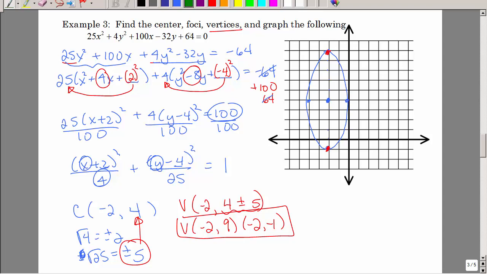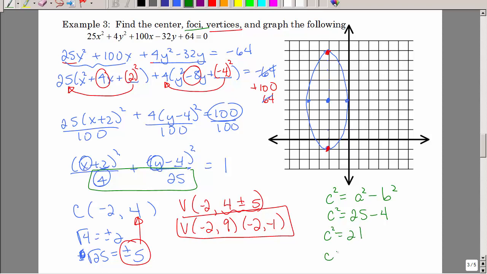Last thing would be your foci. Those two numbers, biggest minus the smallest. You should know your major axis in this case is the vertical one. Again, that's the distance from the center to each focus. And again, you do not have to plot those. I'm just trying to show you that they are located on the major axis.